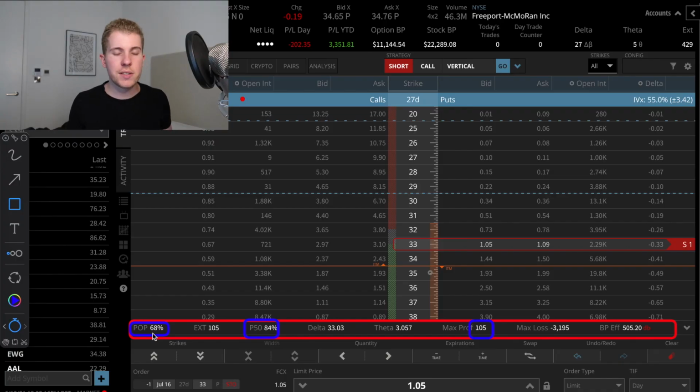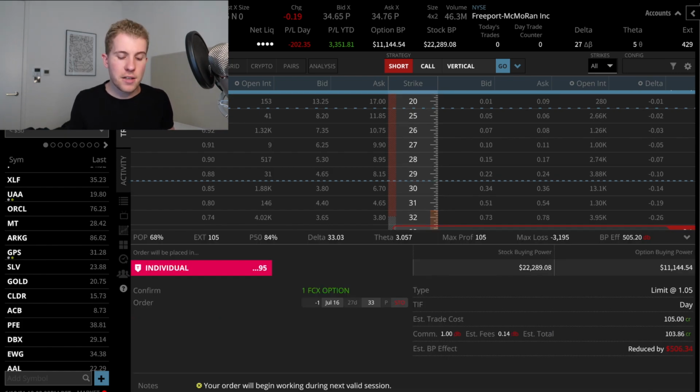I like to also collect at least $1 of credit if possible. In terms of probability of profit, that usually corresponds to around 70%. It can of course change. You see here it's 68%, but that's usually it. So when I sell that option, if I click review and send, and then send order, and my trade gets filled, I'm going to collect a credit of $1.05.